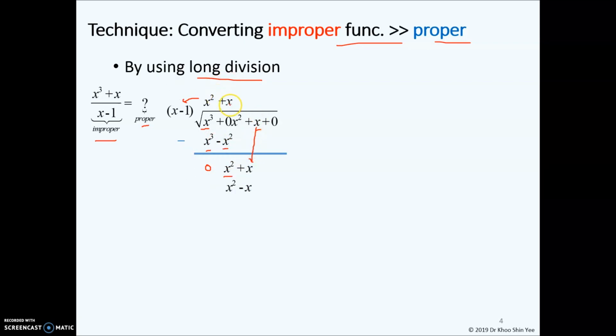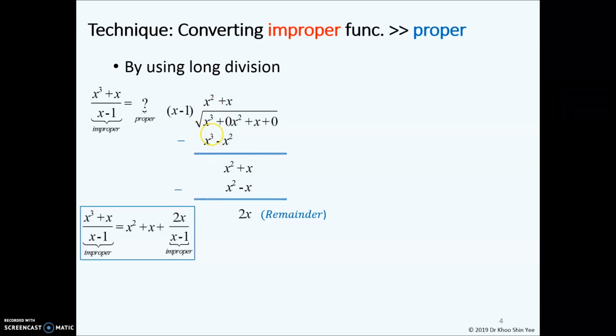And you continue to multiply with x, you get x squared. X multiply negative 1, you get negative x. Then if you minus this term, negative becomes positive, you get 2x. So this is your remainder. Therefore, we can write the format into this, where you can see x squared plus x here is this term, and then the remainder we put here divided by the factor x minus 1.